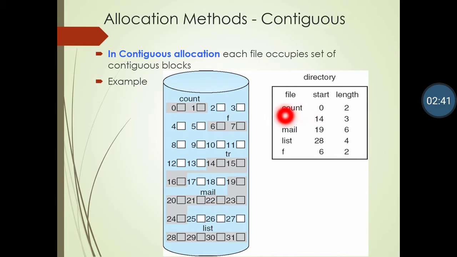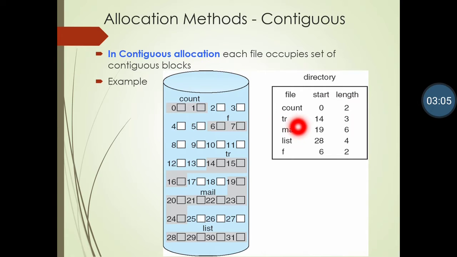The first file is count. In total it requires 2 blocks. Where are these 2 blocks stored within the disk? Starting at 0, it occupies 2 blocks in a continuous manner. That is, blocks 0 and 1 are allocated for count.